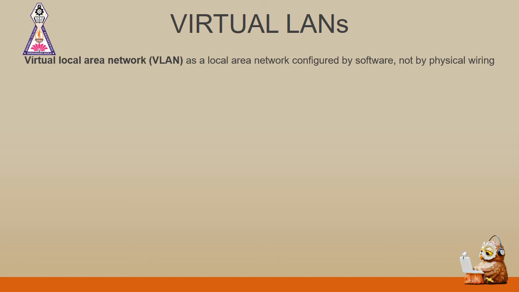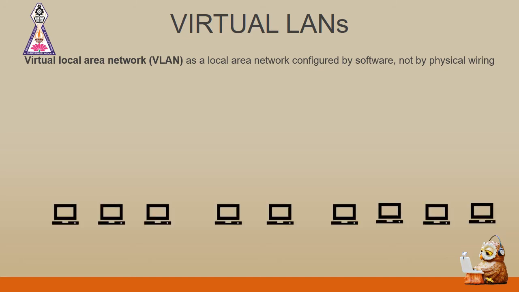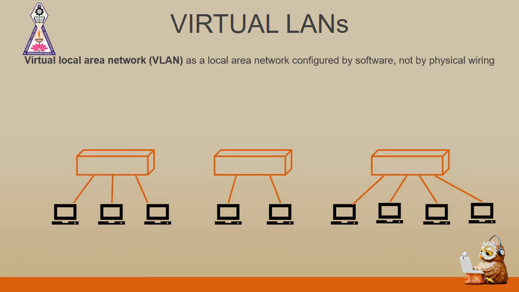Based upon the discussions which we had till now, physical wiring means the station is physically connected. If I want to have a logical connection, then it has to be done by some sort of a program or some sort of software. So the solution for virtual connections is in terms of virtual local area networks, which is configured by the software, not by the physical wiring. So let us consider an example to illustrate this.